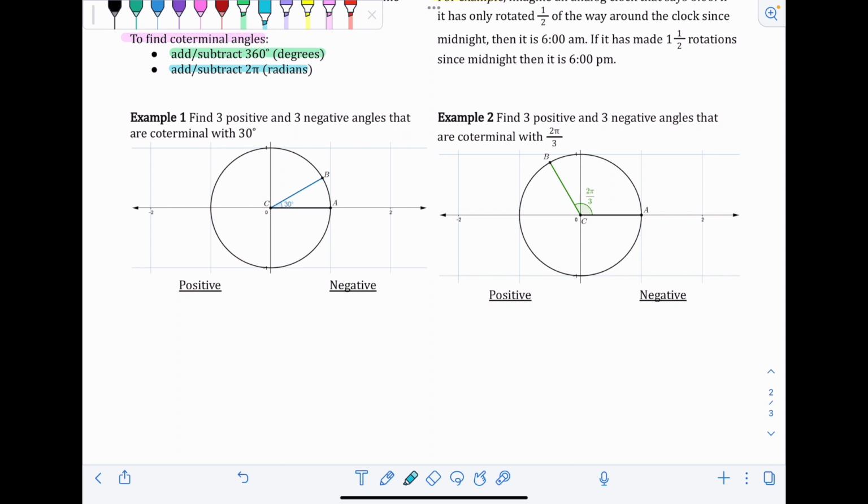Okay, example 3, find 3 positive and 3 negative angles that are coterminal with 30 degrees. So 30 degrees is drawn on there. If I want to find something that's coterminal and positive, I would need to take that 30 degrees and add 360. And if I need to find 3 of each, I'm going to have to do that more than once. So if I take 30 and I add 360, that's going to give me 390. So that's one of them.